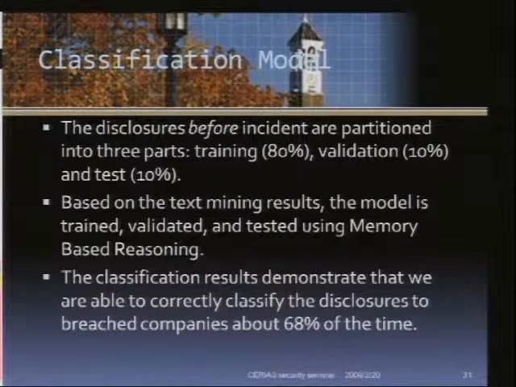Based on this result, we apply this model to the disclosures after the incident and see what happens. We see that the accuracy rate dropped to 68%. Then we run a robustness test on this result. We keep adding disclosures from different control companies, for example, companies of different sizes in different industries that have not been breached and are not in our sample. And we find that the classification accuracy drops to 50%.